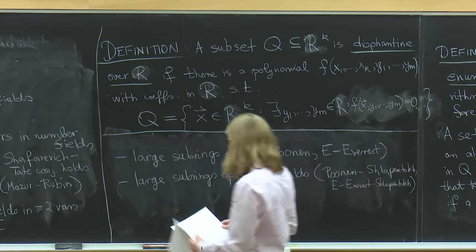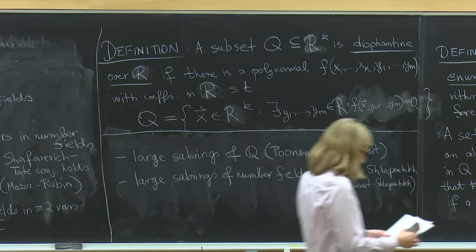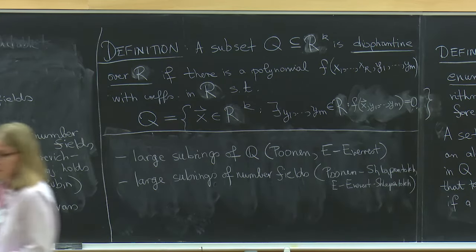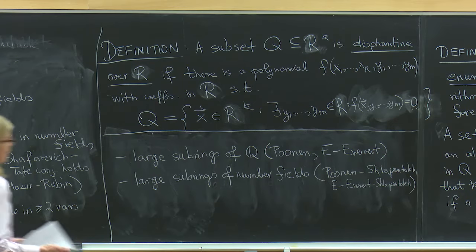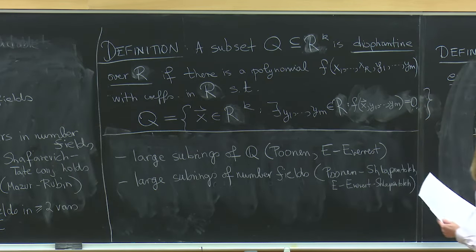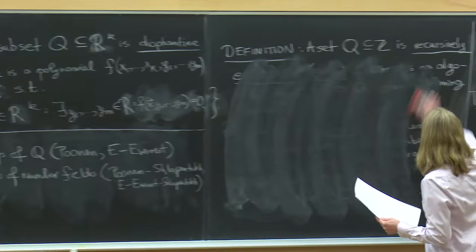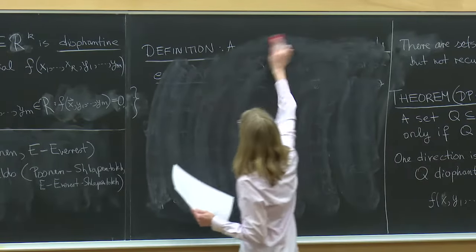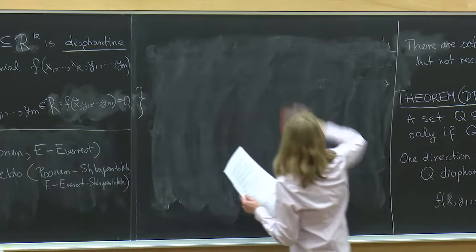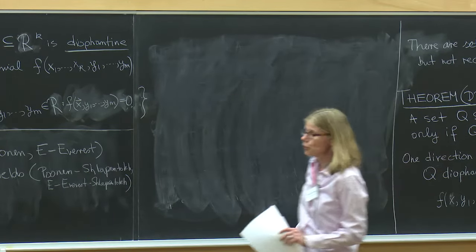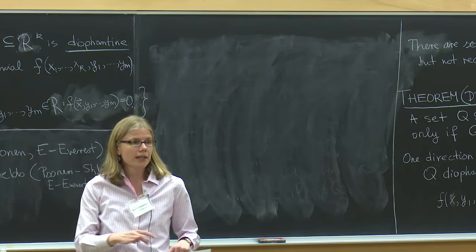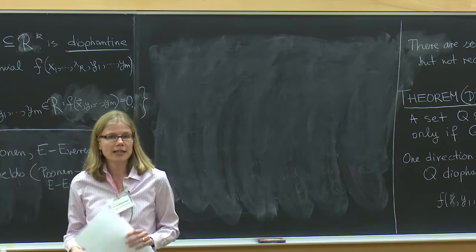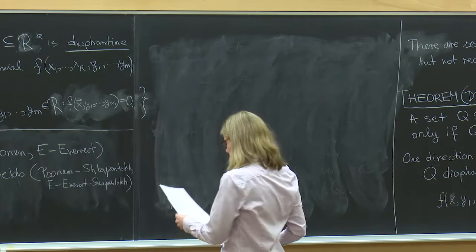I've defined the notion of a Diophantine set, but I haven't really said how it's related to proving undecidability. So the relation to undecidability is the following. We have the following theorem. What we would like to do is somehow use the original undecidability result over the integers, transfer that, and get from that also undecidability over other rings.